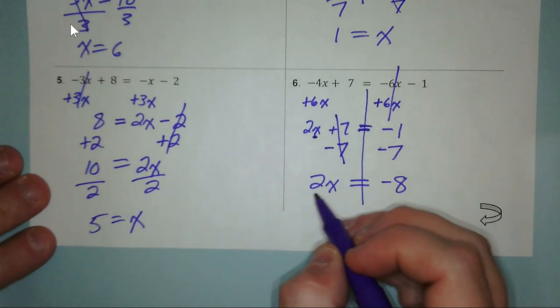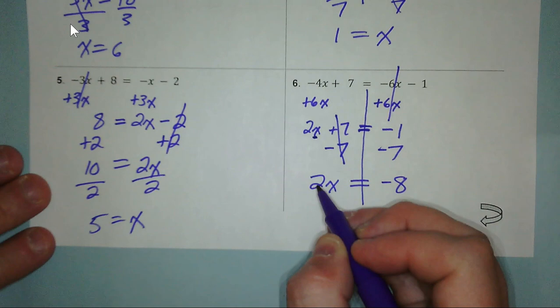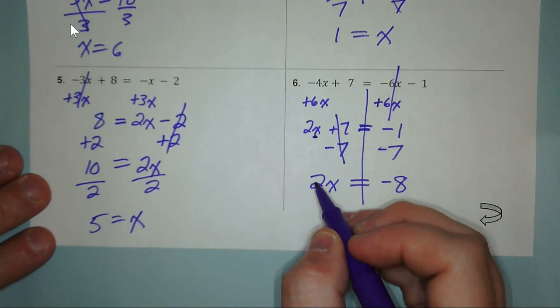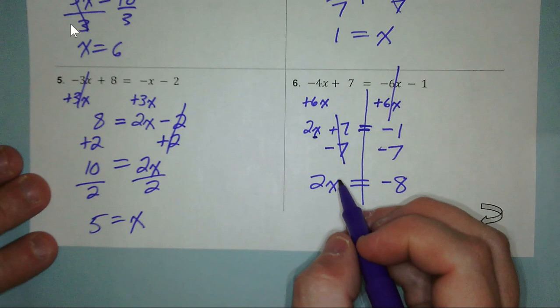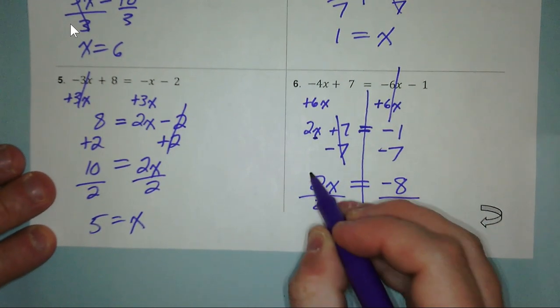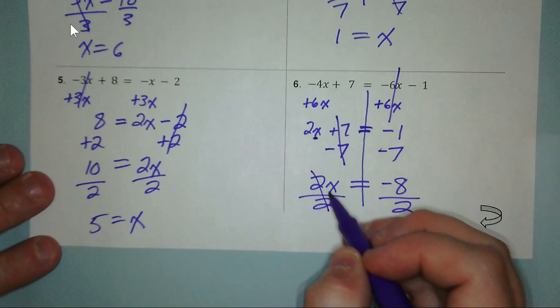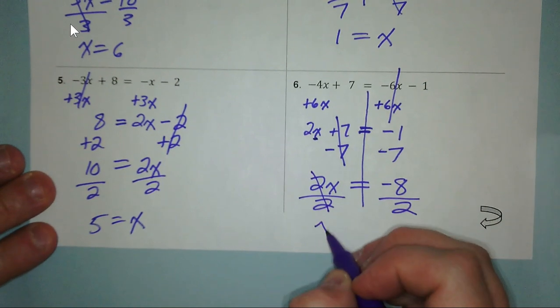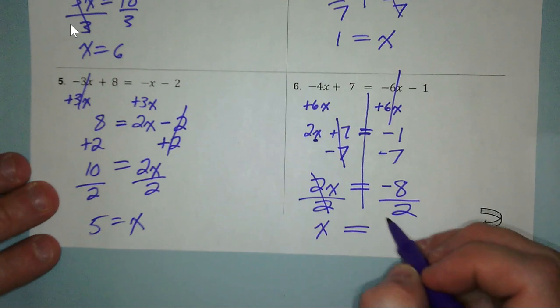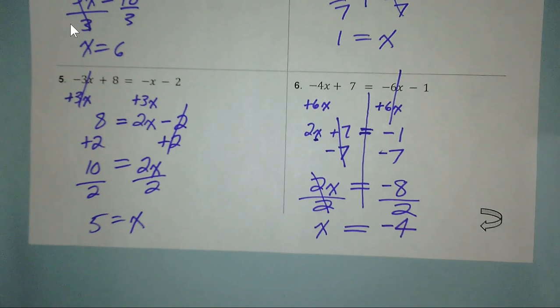So Dakaya, how do we get rid of the 2? This says 2 times x. So what's the opposite of times 2? So we divide both sides by 2, because that's going to get x all by itself on the left, and then on the right it looks like we're going to end up with a -4. So that's the final answer.